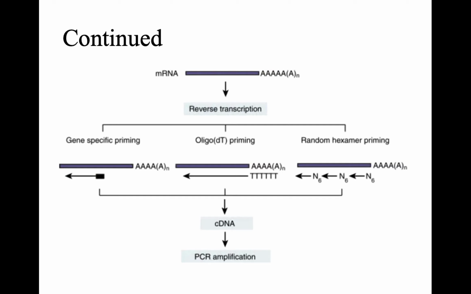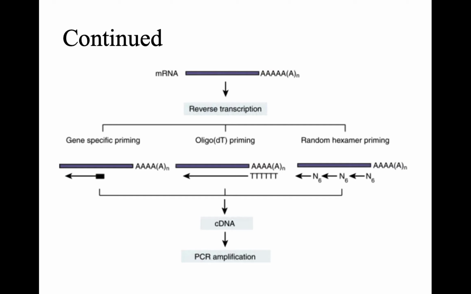It can be done using three kinds of primer. One is the random hexamer primers, the second is the oligo-dT primers, and the third is the gene-specific primers. So all these three different kinds of primers can be used in the production of the complementary DNA strand from the mRNA molecule.